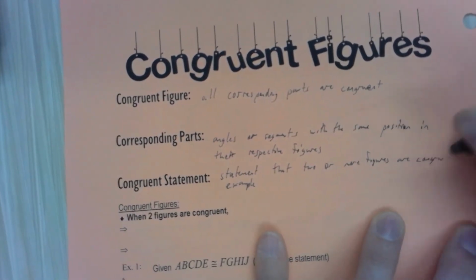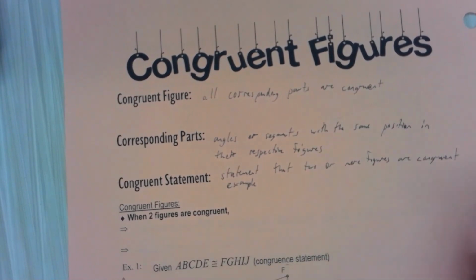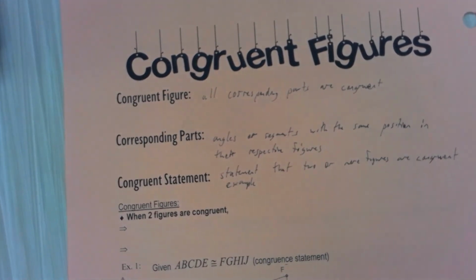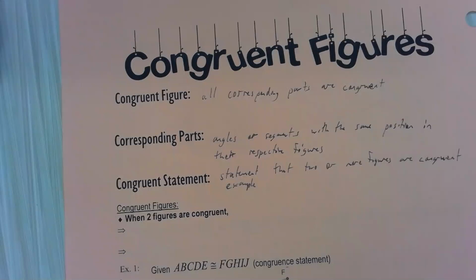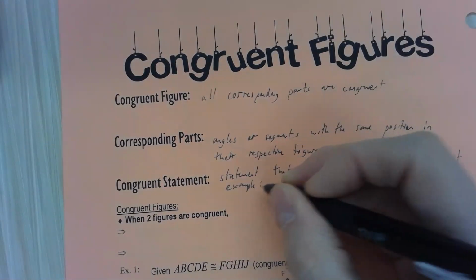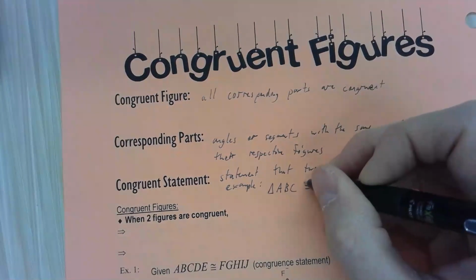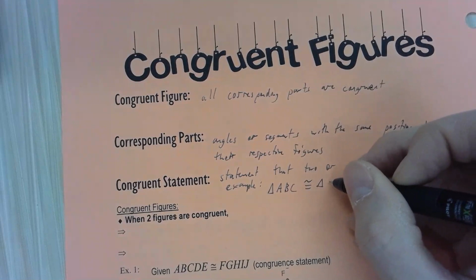Let's write that a little bit better. Congruent. Statement that two or more figures are congruent. There, that's a little clearer. So for example, triangle ABC is congruent to triangle DEF.